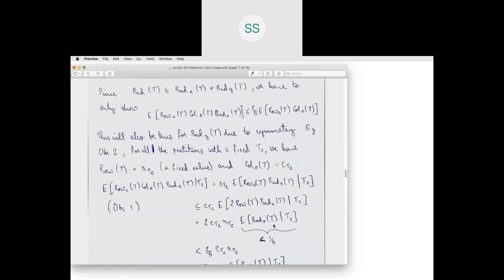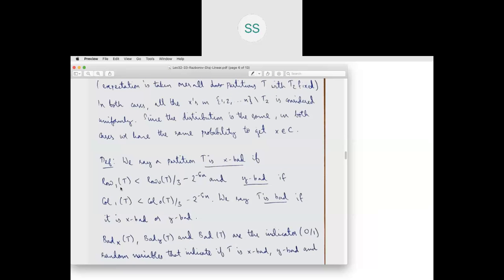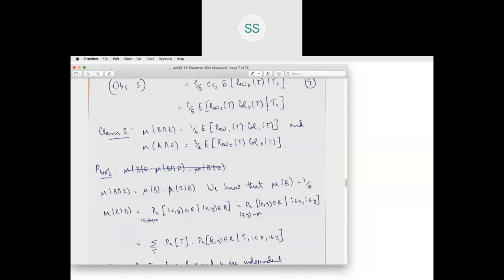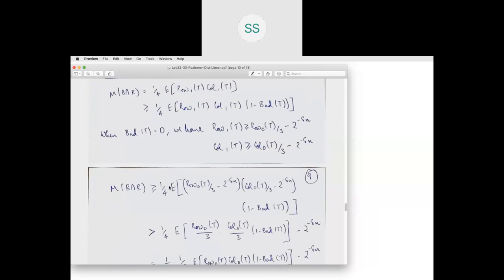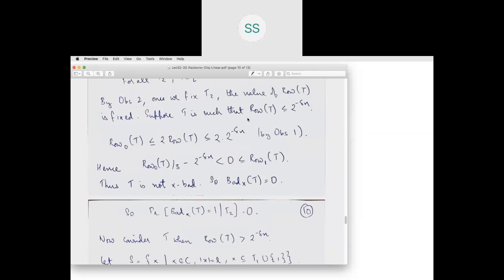Right? So what is that? That means that it is not x bad. If it is x bad, then rho 1 t would be strictly less than this. But now we have the opposite condition. So that means t is not x bad. So what we have is that t is not x bad if rho t is less than or equal to 2 power minus delta n. So it is not x bad, which means bad x of t is equal to 0.